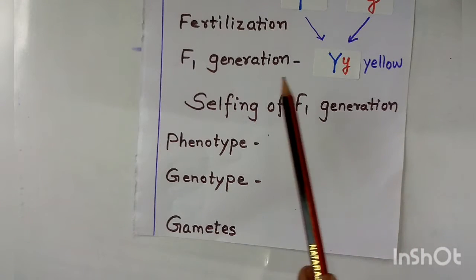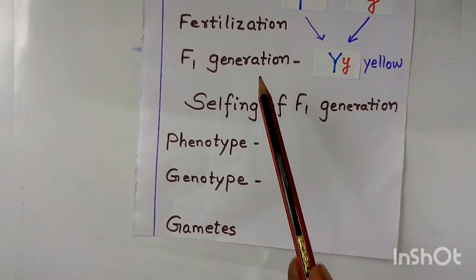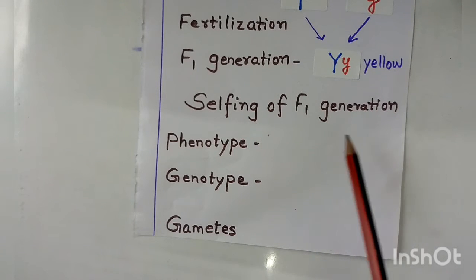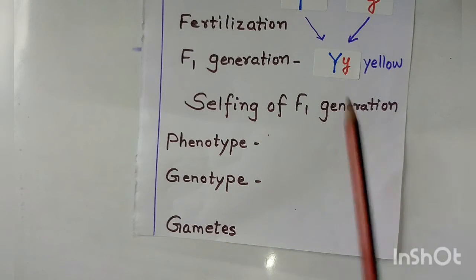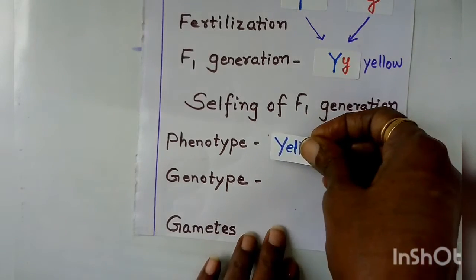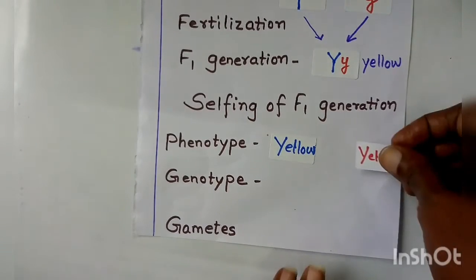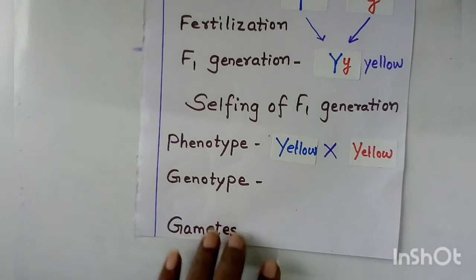What we have to do? We have to cross the F1 generation with F1 generation only. That will be called selfing of F1 generation. So what will be the parents for the next generation and what will be its phenotype and genotype? Now the F1 generation will act as second parental generation. So we'll take it as this is one parent which is having yellow color seed, and this is another parent which is also having yellow color seed. These are crossed with each other.